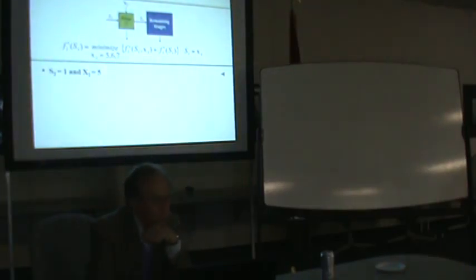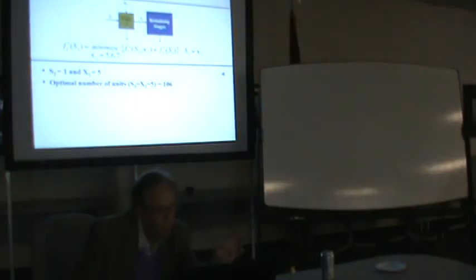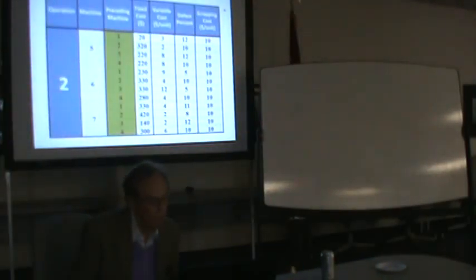So let's consider here S2 equal 1 and X2 equal 5. S2 equal 1 and X2 equal 5. It's a combination. Then the optimal number of units, let's look at that in the table with data. This is for the second operation. We're going to focus on the second operation. The preceding machine is 1, and we will select 5.